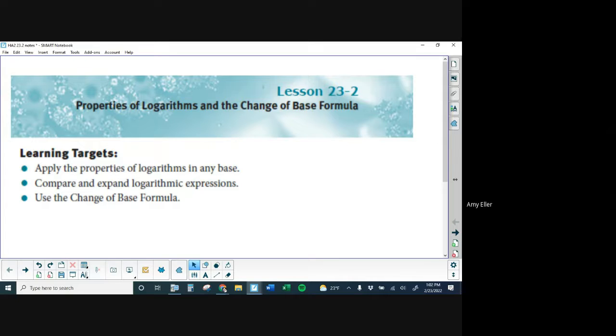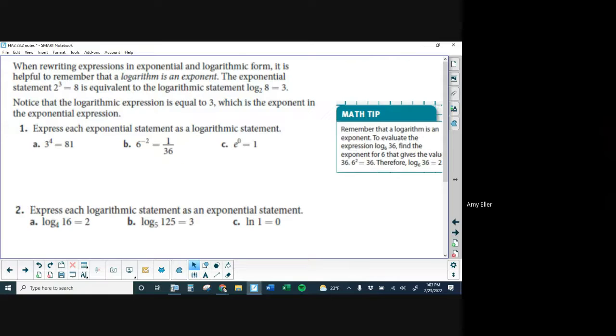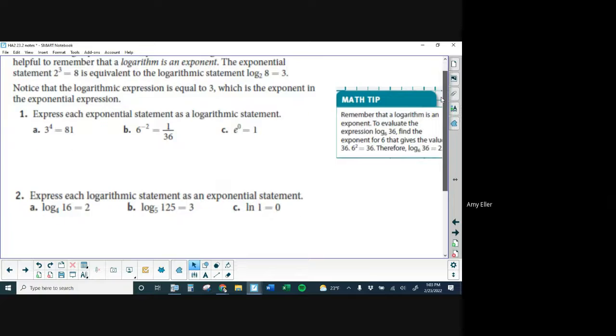Like I said, a lot of this is review. So 1 and 2 are review. Let's go ahead and do those on your own. Number 1, express each exponential statement as a log. Number 2, express each log as an exponent. It should all be without a calculator, without looking up old notes, hopefully.